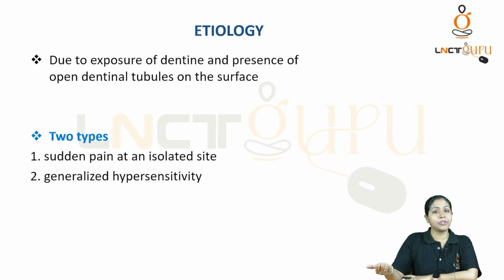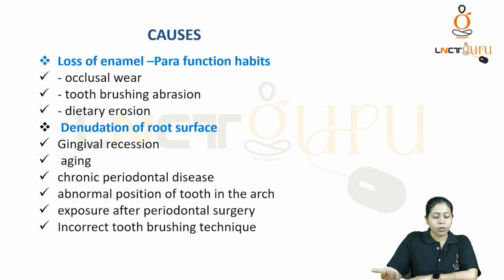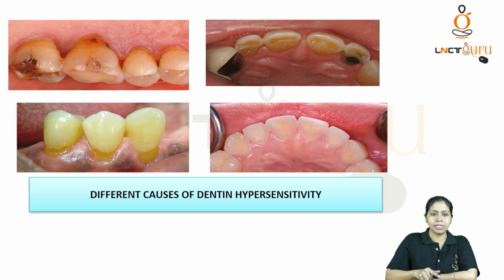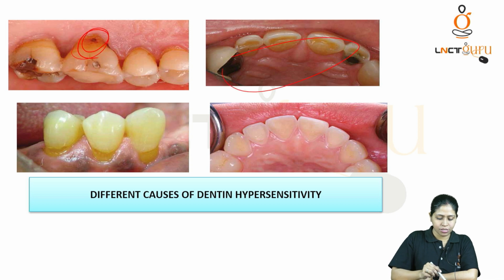Etiology: it is basically due to exposure of dentin and presence of open dentinal tubules on the surface. It can be of two types, sudden pain at an isolated site or generalized hypersensitivity. Causes are loss of enamel, parafunctional habits like occlusal wear, toothbrushing abrasion, dietary erosion, denudation of root surface like gingival recession, aging, chronic periodontal disease, abnormal position of tooth in the arch, exposure due to periodontal surgery, and incorrect toothbrushing technique. Now, these are the various causes. You can see here various causes: erosion, cervical abrasions.